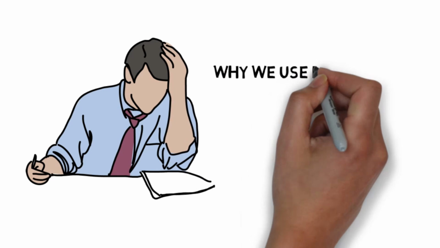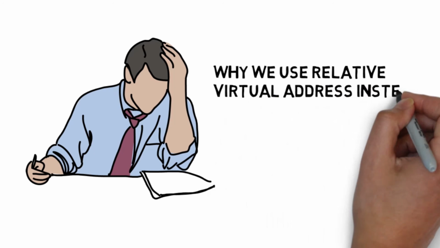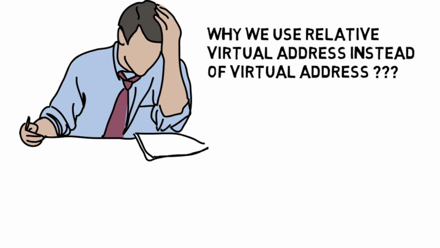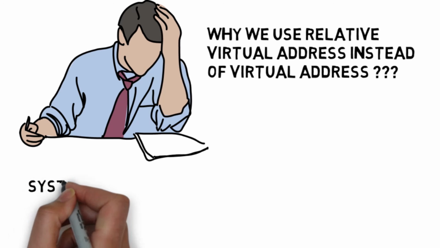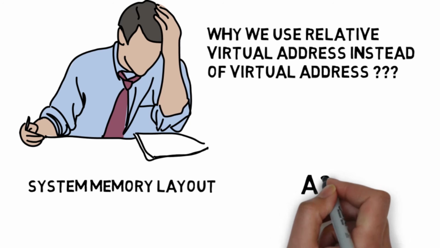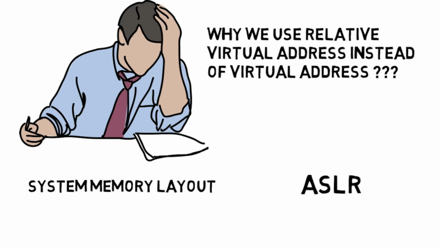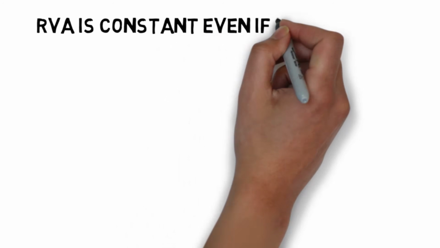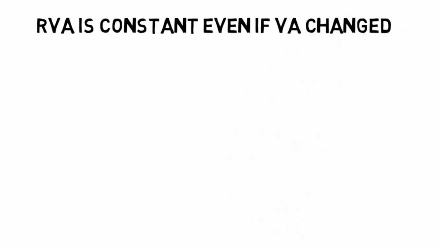Why do we use RVA instead of VA? You may ask, if we already know the VA, why do we care about the RVA? The reason is the base address is not guaranteed to be fixed. It can vary at runtime due to factors like system memory layout and ASLR, address space layout randomization, a security feature that randomizes the image base address to make exploitation harder. Using RVA ensures location independence. The RVA of a function stays constant even if the VA changes at runtime.